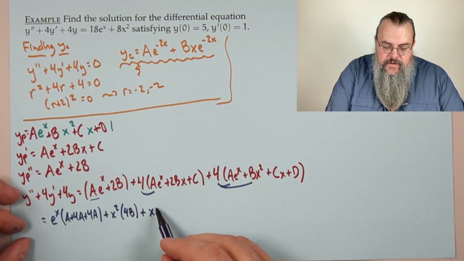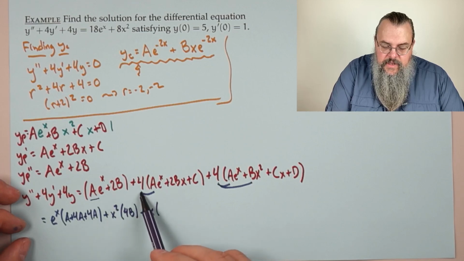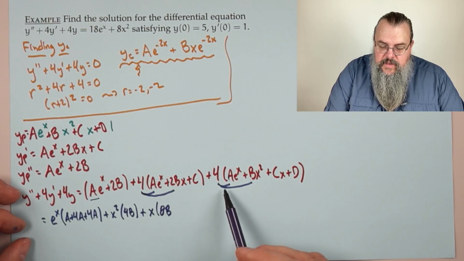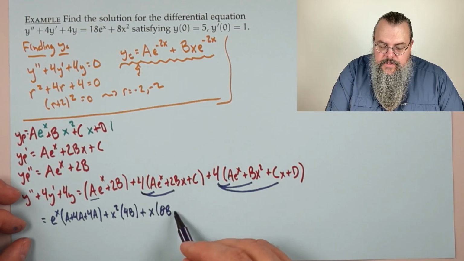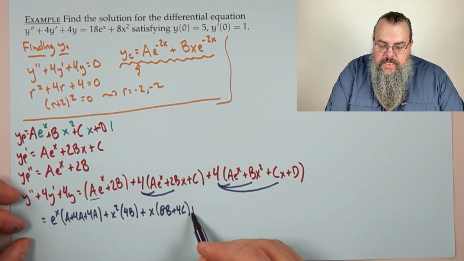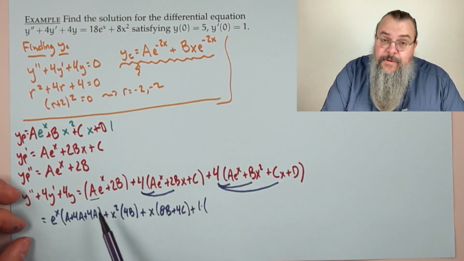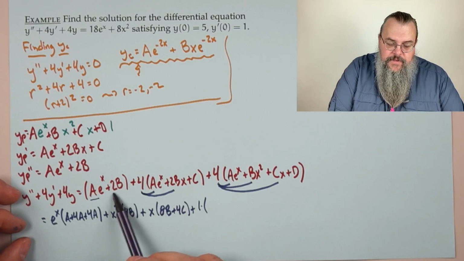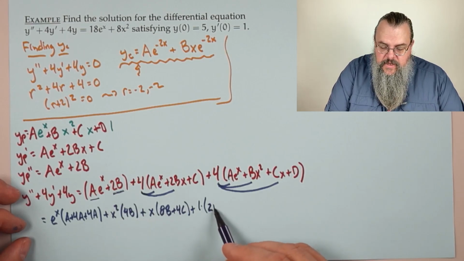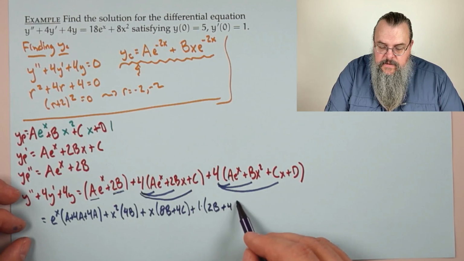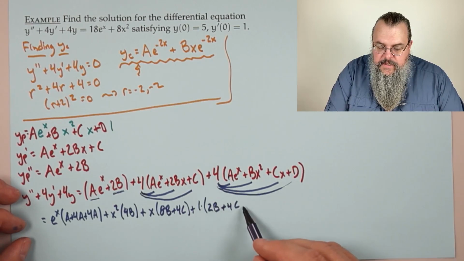Now we'll do the x's. No x, and 8b times x, and here a 4c. And now we'll do the constants. So I'll just put a 1 there just to remind ourselves that we're talking about constants. We have 2b, we have 4c, and we have 4d.